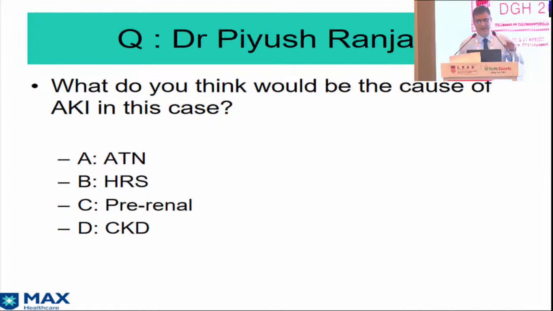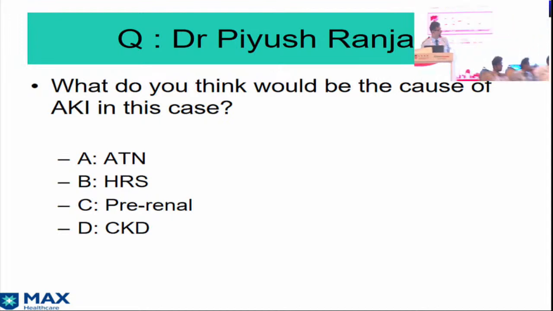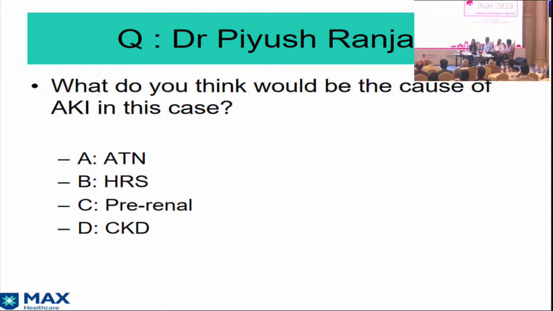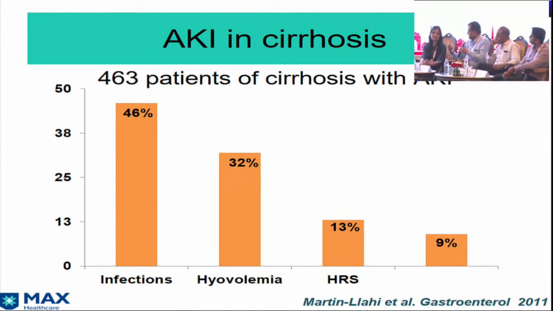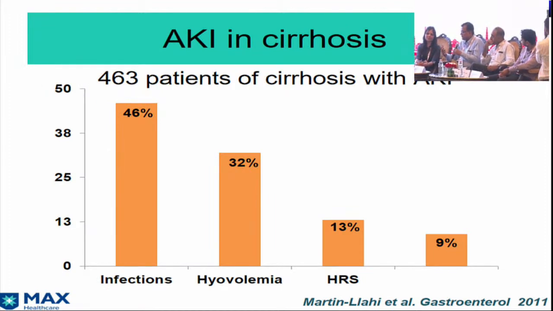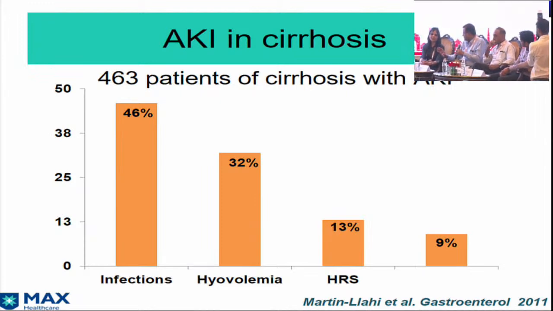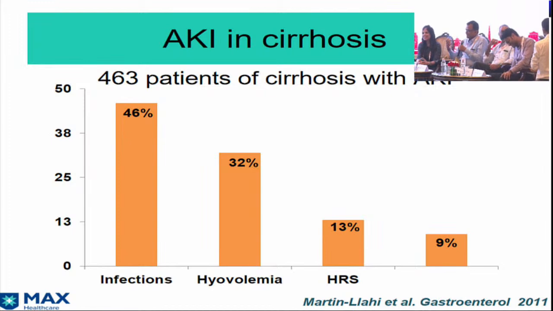So Dr. Piyush, what do you think would be the cause of AKI in this case? Or you want to say it can be mixed? No. HRS and pre-renal are the same things. I mean, HRS is a type of pre-renal failure which will not respond to volume expansion. That is according to the current concept, if Rakhi does not come up with a new definition.